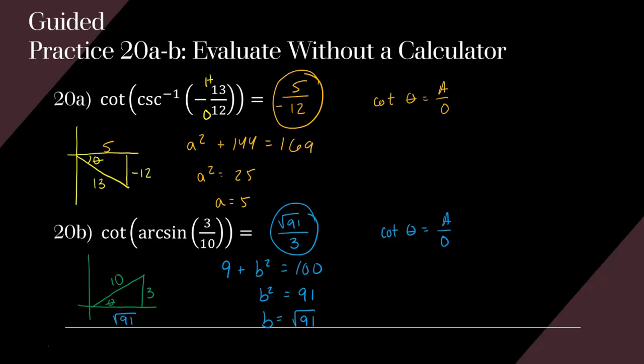Once you do that, now we can just look at the answer. Remember, cotangent is the reciprocal of the tangent function. So instead of opposite over adjacent, it's adjacent over the opposite leg. And so your final answer would be 5 over negative 12.